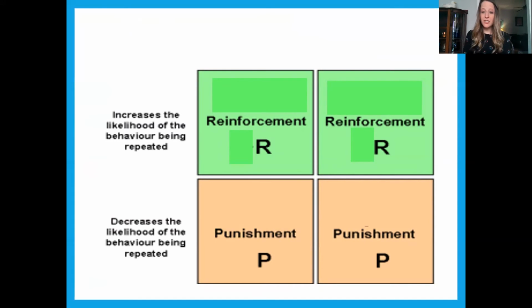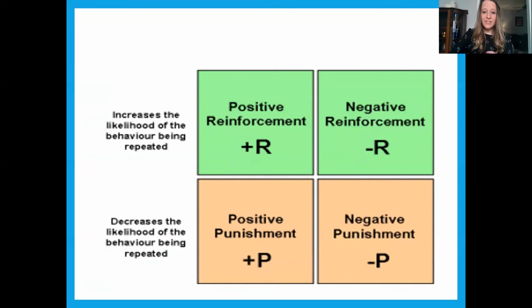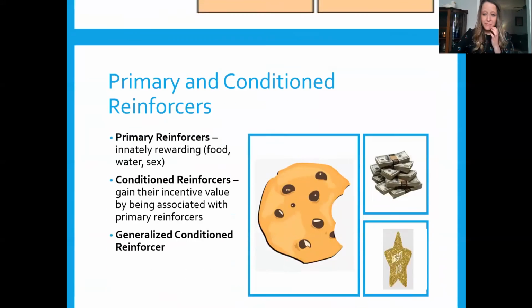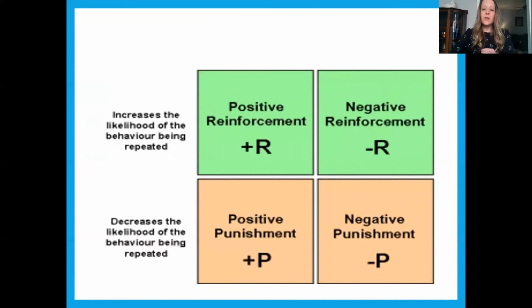Anytime you see punishment, we are talking about decreasing a behavior. So punishment will always decrease the likelihood or frequency of a behavior. Next, we have the terms positive and negative. And this is where people get confused because they think of these terms of good and bad, right? Don't think that. Think in terms of addition and subtraction. Positive means we add something, and negative means we take something away.